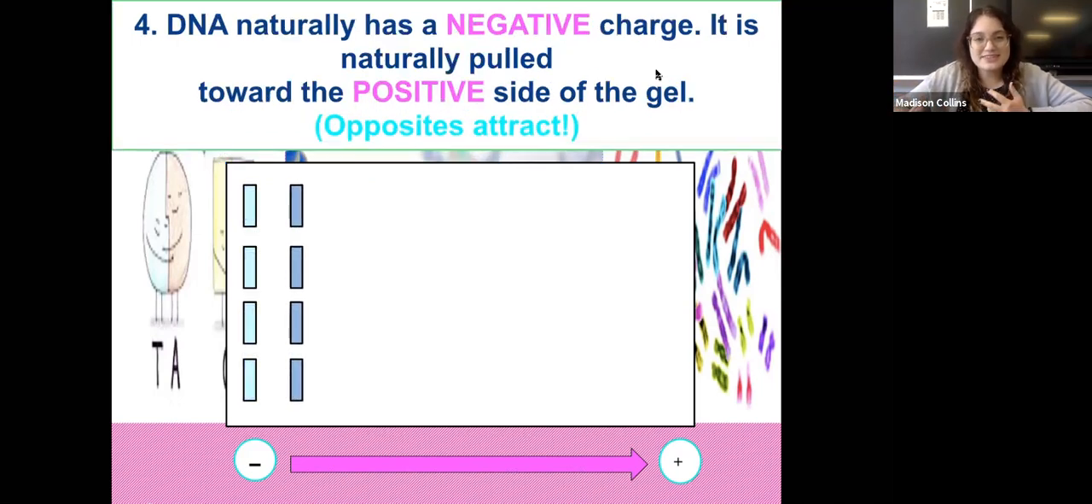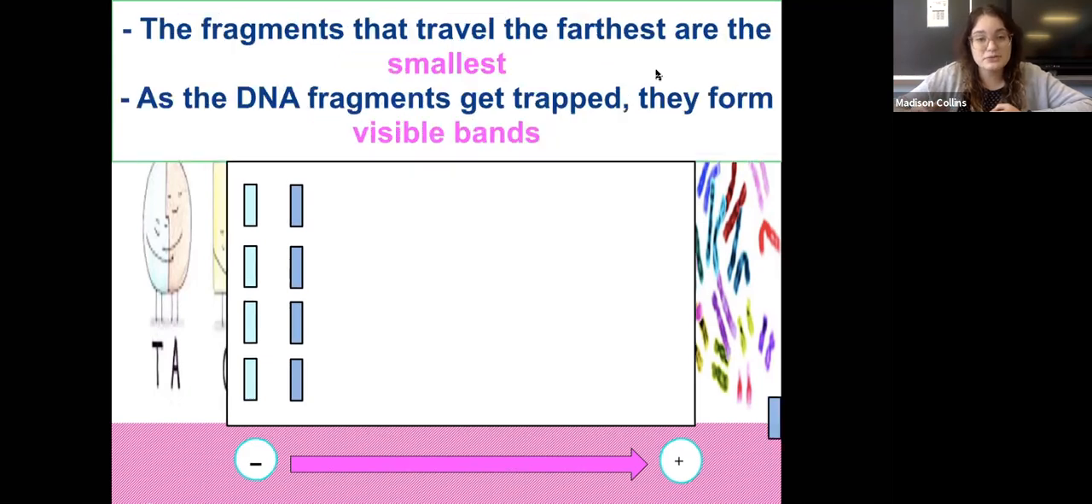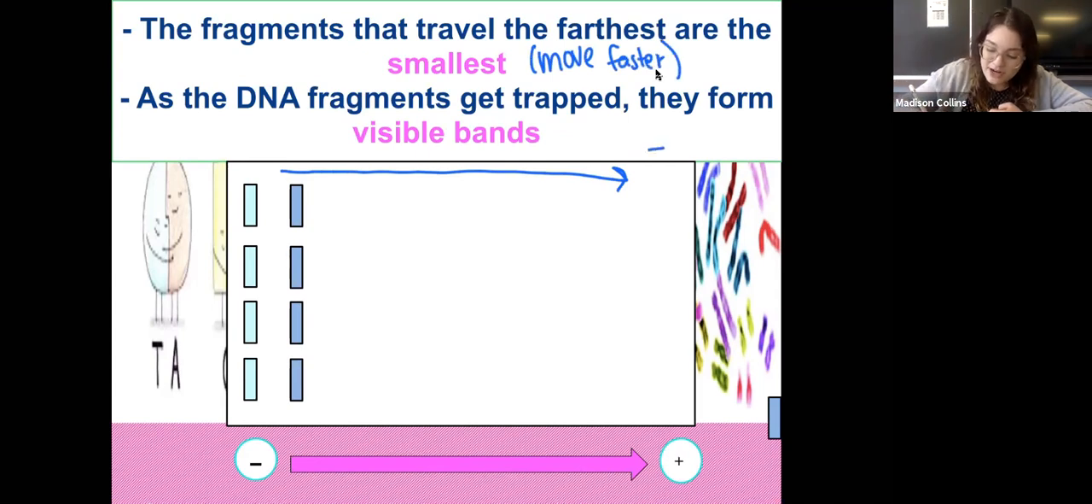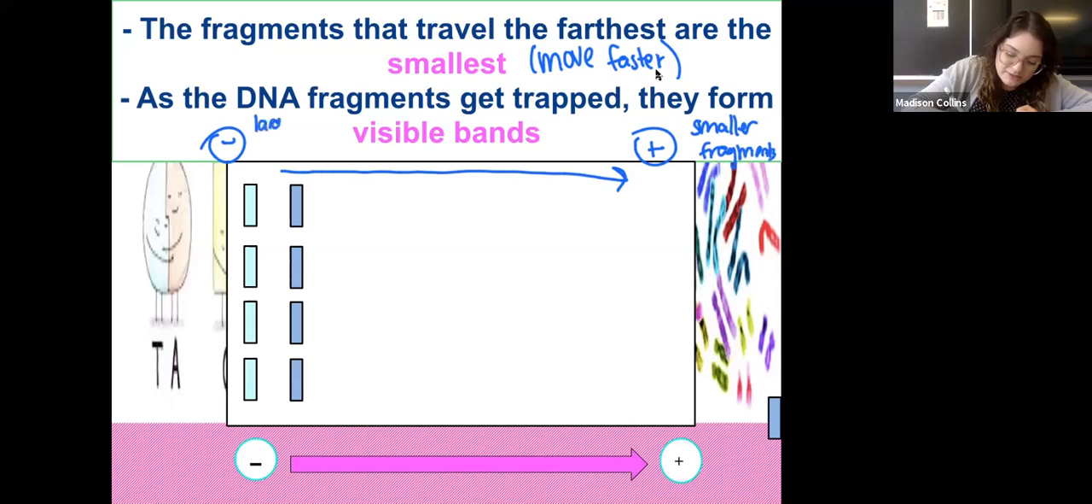Right, and this is where the size of the DNA fragments becomes important, because as those molecules move, the ones that travel the farthest are going to be the smallest fragments, right? And the smallest fragments actually move faster as well. Right? So smaller fragments are going to end up over here, while larger fragments stay over here. Right, and the larger fragments move slower as well.